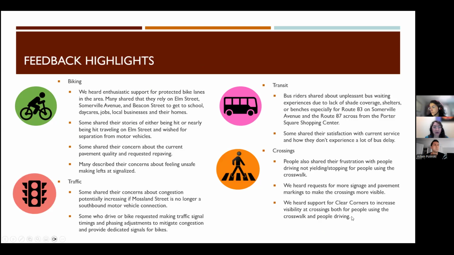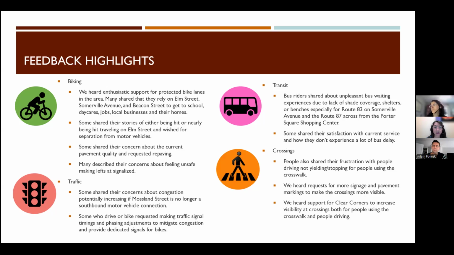Jumping into the feedback, we wanted to share some of the highlights of what we heard. But again, if you're really interested, please go check out our community engagement report. Regarding biking, we heard enthusiastic support for protected bike lanes in the area. Many shared that they rely on Elm Street, Somerville Ave, and Beacon Street to get to school, daycares, jobs, local businesses, and their homes. Some shared their stories of either being hit or nearly being hit traveling on Elm Street and wish for separation from motor vehicles.